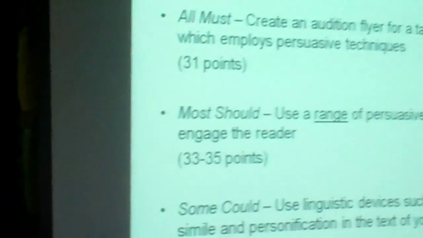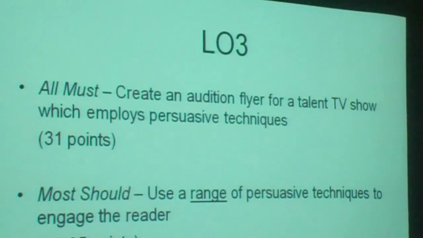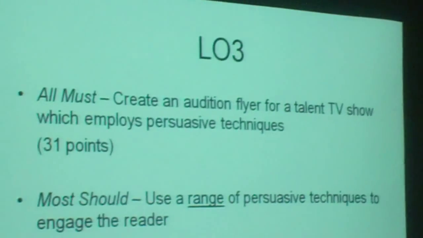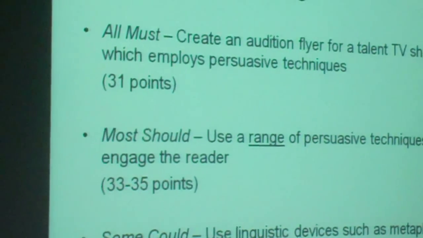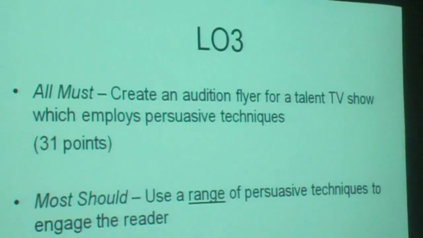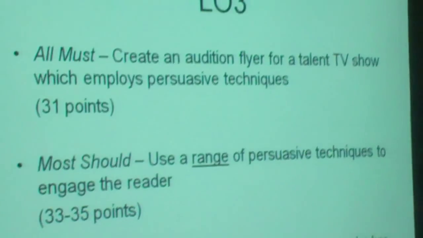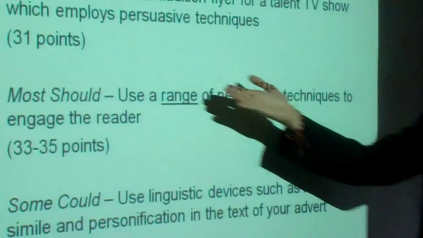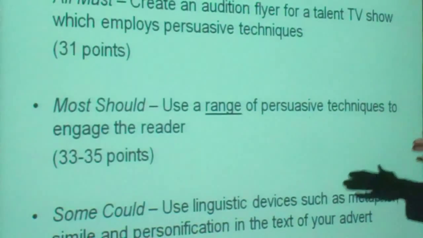So this is a handy technique that I stole from Alexa Skelding, who was the head of department at my first school mainly. If you give kids an extended task, you can tell them that they will all create an audition flyer for a talent TV show which employs persuasive techniques, which is kind of the basic requirement. So all of them will do that. But if they're all doing that, that's roughly 31 points. That's just sort of below a D. That's sort of doing the bare minimum.